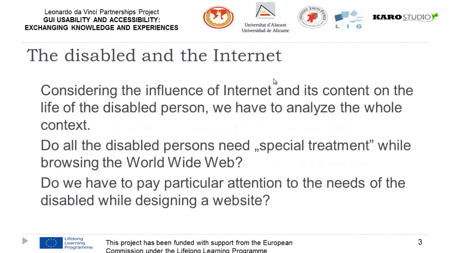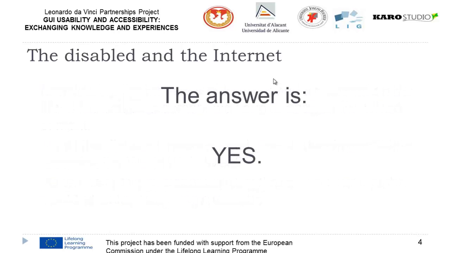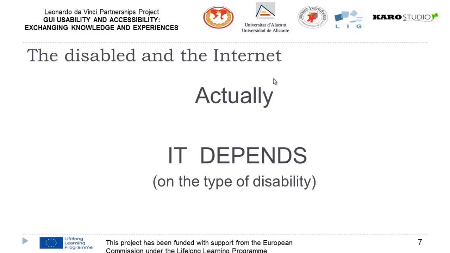So, we have to consider the influence of the internet and its content on the life of the disabled person. We have to analyze it holistically. Do all disabled persons need special treatment while browsing the World Wide Web? Do we have to pay particular attention to the needs of the disabled while designing a website? The answer is yes, no, maybe. Actually, it depends on the type of disability.